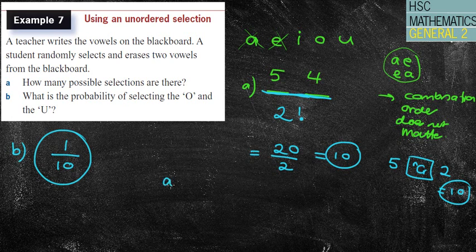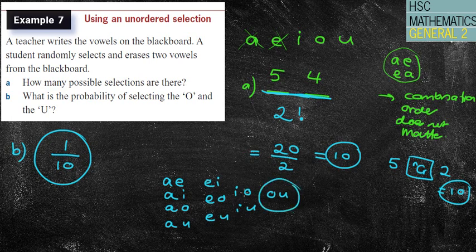For example, you could do AE, AI, AO, AU. Then we can start with the EI, EO, EU. Then we have the IO, IU, and then the OU. You can see we've got 1, 2, 3, 4, 5, 6, 7, 8, 9, 10. And I haven't included doubles. And in that case, the O and the U, there's only 1 combination out of 10. So we could do it like that as well.